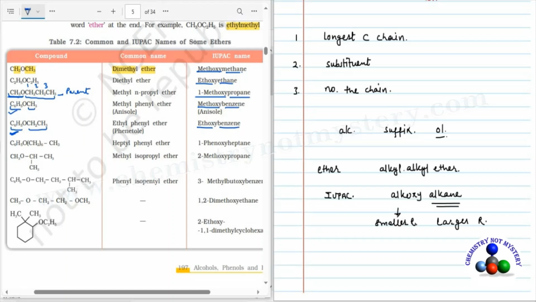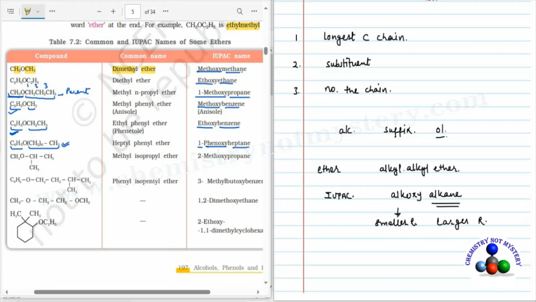Now come to the next example. Here C6H5O(CH2)6CH3 means there is a 7-carbon long chain on this side and there is a 6-carbon benzene. So this will be the parent and the benzene part will come as the alkoxy group. So here you will write the name of this molecule as 1-phenoxyheptane. Now come to the next example. Here the longest carbon chain.